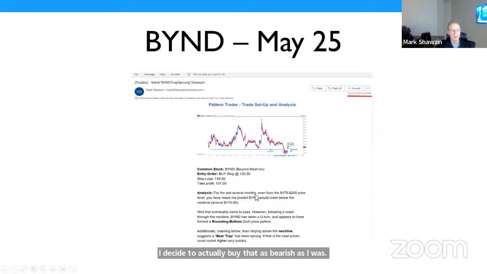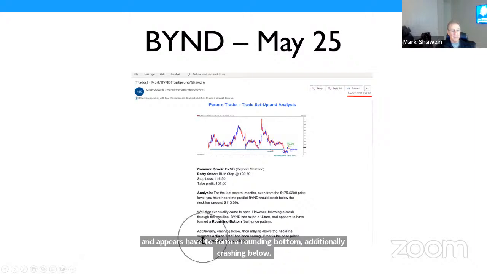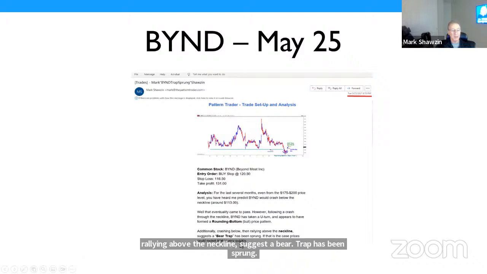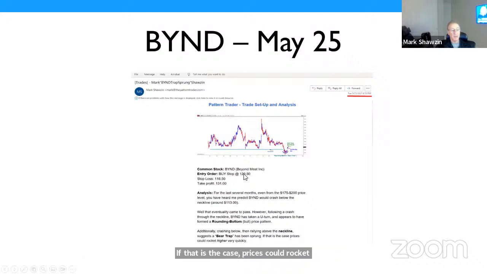So I said for the past several months, even from the $100, $200 level, you've heard me predict Beyond Meat would crash below 113. I said, well, that eventuality came to pass. However, following the crash through the neckline, Beyond has taken a U-turn and it appears to have formed a rounding bottom. Additionally, crashing below, then rallying above the neckline suggests a bear trap has been sprung. If that is the case, prices could rocket higher very quickly. And this is when prices were at 120. And they ended up going to 170 in 3 days.